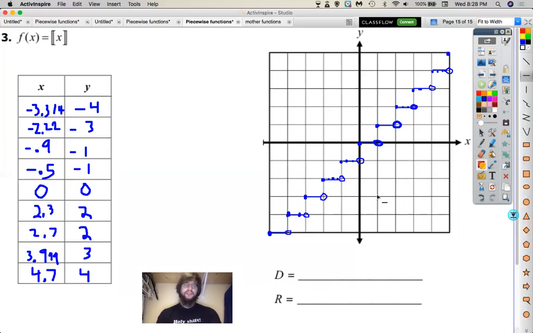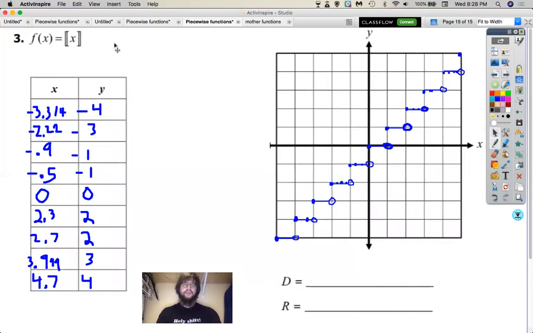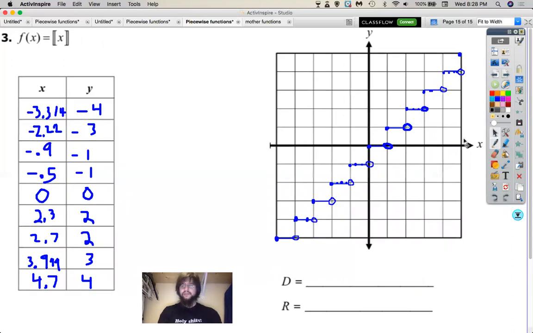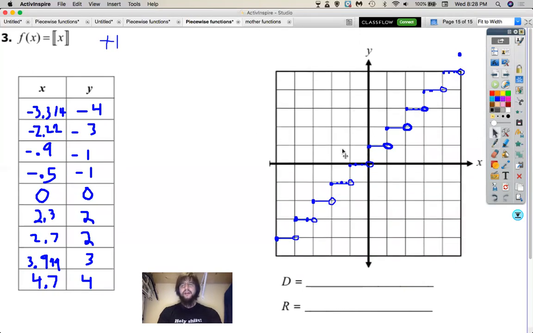Now, we could do some stuff like if we added 1 out here. Now we could do the greatest integer function plus 1. We're going to figure out what that does, but I'll tell you, it's going to look like that. But you haven't learned that yet. We're going to. That's what we're actually about to do. That's why I'm wearing the shirt I'm wearing.